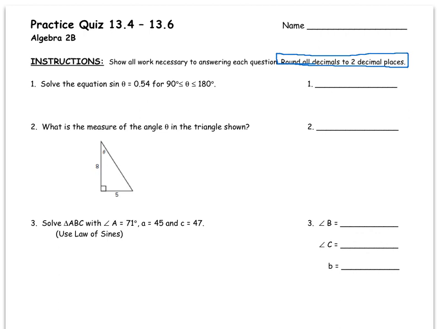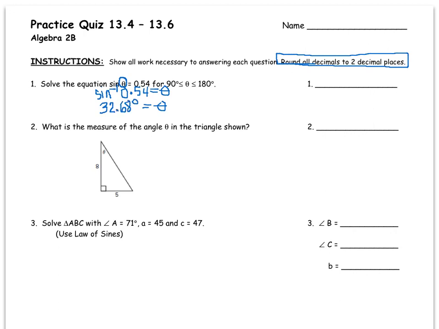So number 1, solve the equation sine of theta equals 0.54 for 90 degrees to 180 degrees. In order to get our theta alone, we have to use inverse sine. So I'm going to say theta equals the inverse sine of 0.54. If you put that in your calculator, you'll get theta equals 32.68 degrees, rounding to 2 decimal places.